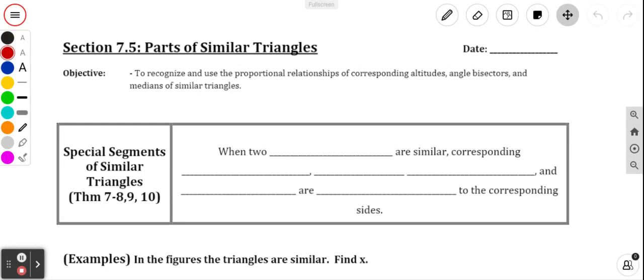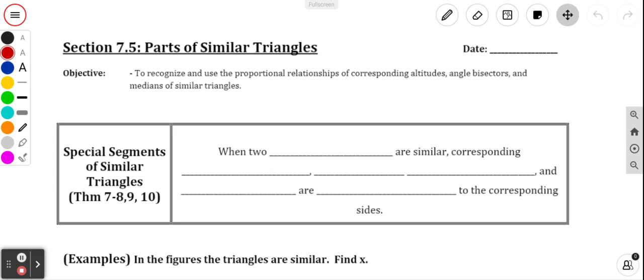If you remember from chapter 5, which was last chapter, we learned about medians, altitudes, and bisectors. What this section is about is, if you have similar triangles and the triangles have those segments in them, those segments are proportional to the sides. That's pretty much what it is. So it's just more writing proportions, solving proportions. It's pretty easy.